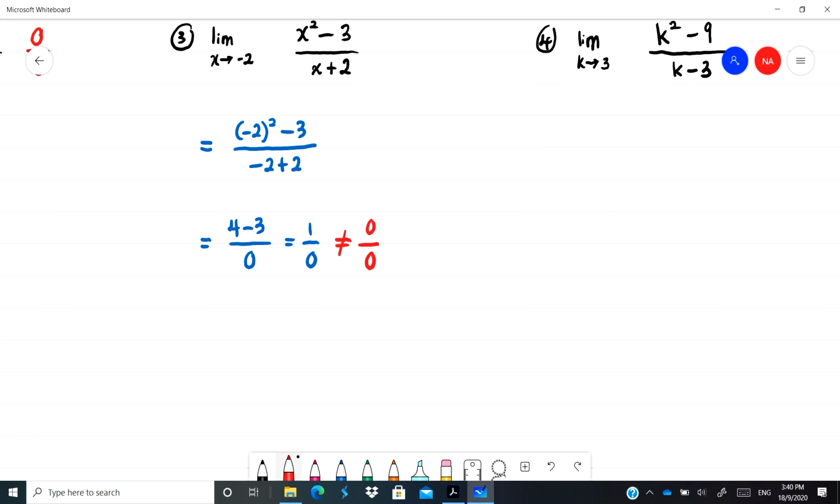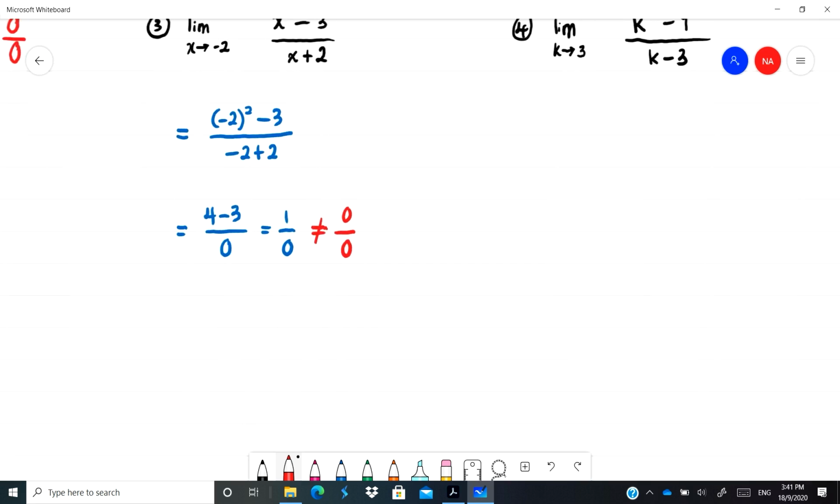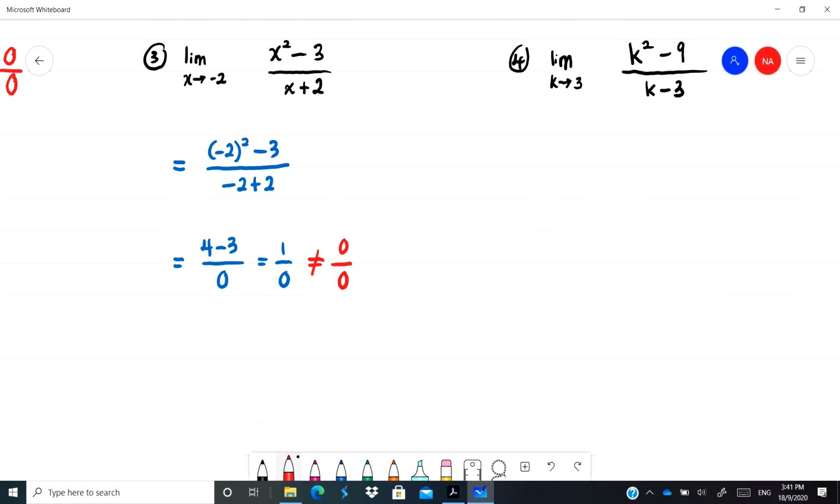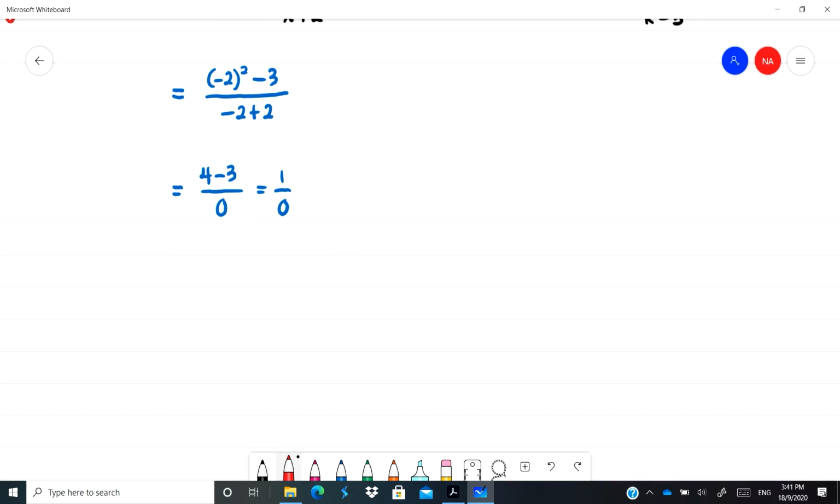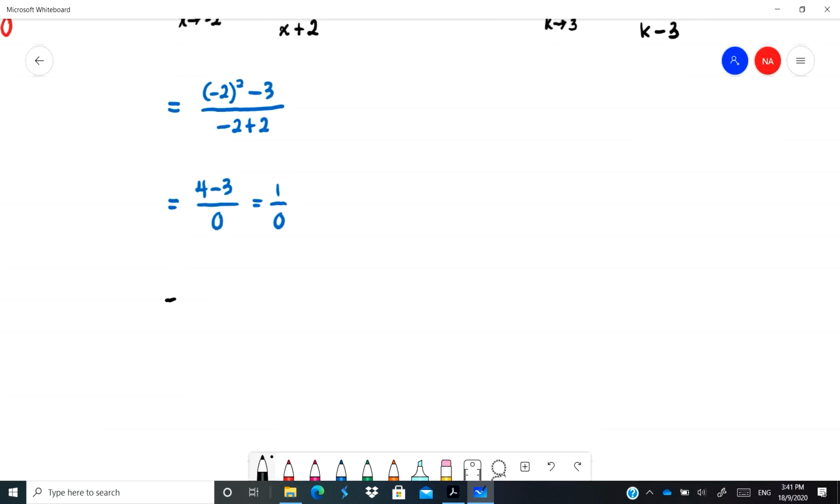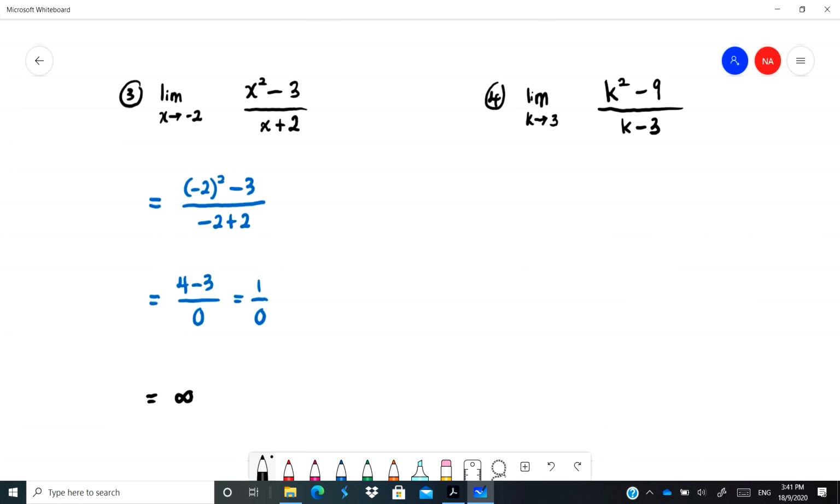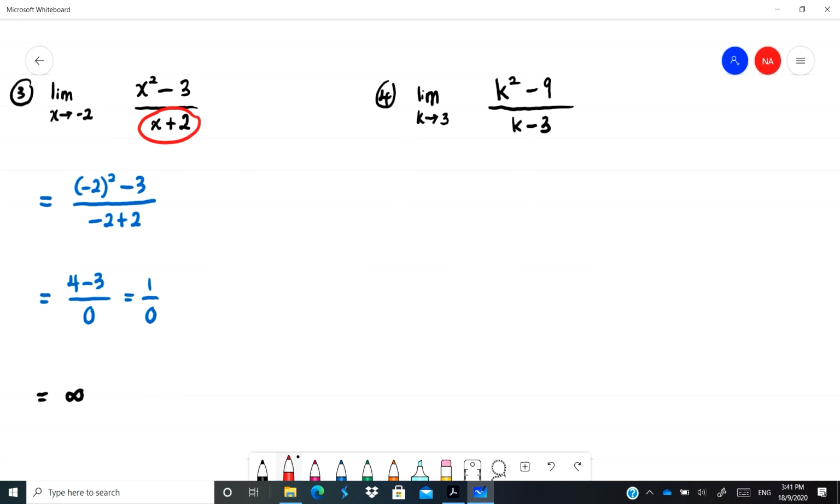So anything divided by 0, later on in this topic you will learn that 1 over 0 will be approaching infinity. So you can't say that it is a 0 over 0 case here. So the final answer is approaching infinity, because it is approaching that negative 2 there. So you have 0 at the denominator, so it will be infinity. The final answer is infinity.